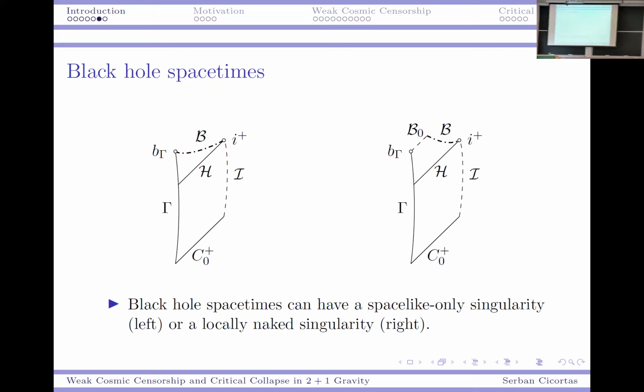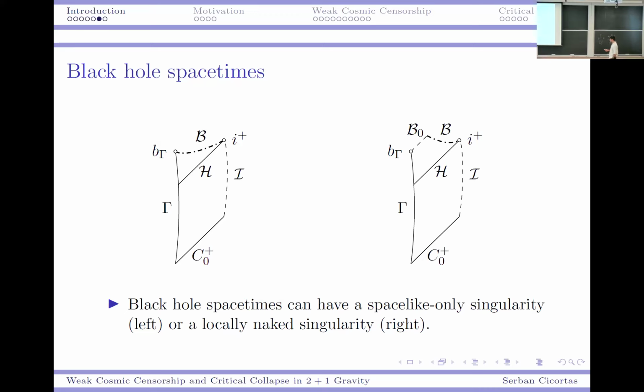I form a singularity at the center, which I'll call B gamma. And then I have a spacelike only singularity. Then this goes to little i plus. And then this is my horizon. So in this case, the singularity is spacelike only.